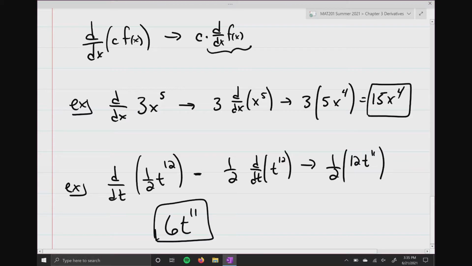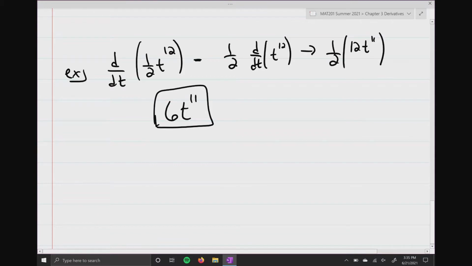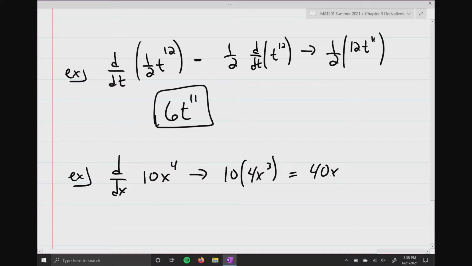Okay? A lot of times, honestly, I know personally, I don't pull the constant out front, only because it's more writing. So an easy way to visualize this, say we want to find the derivative of 10x to the 4th, I would just say 10 times 4x to the 3rd, which is 40x to the 3rd. Okay?